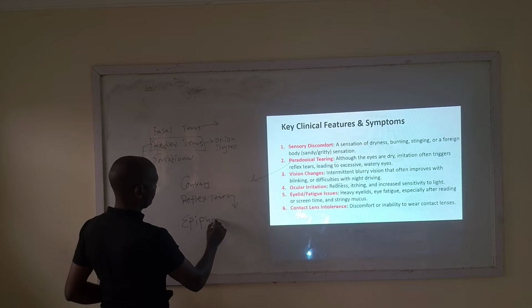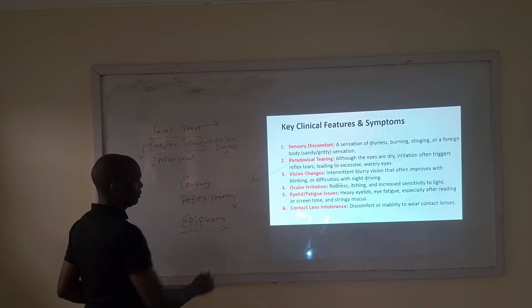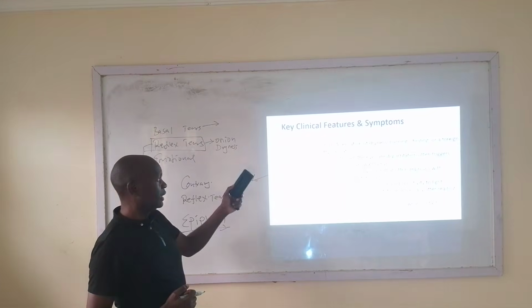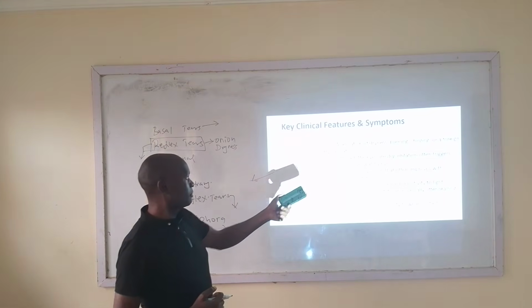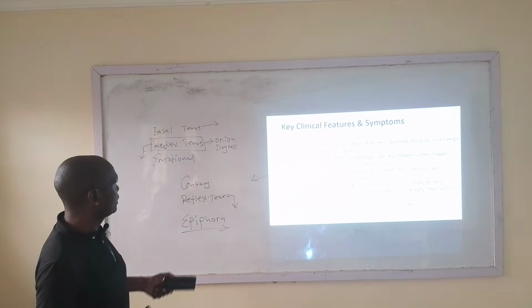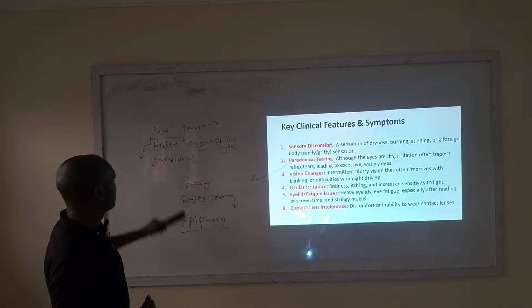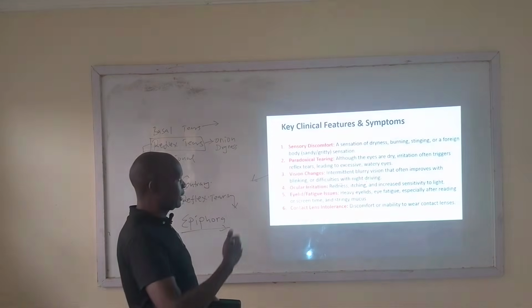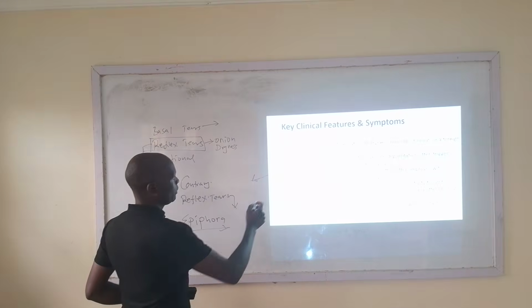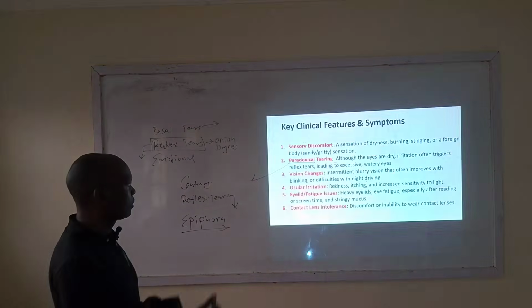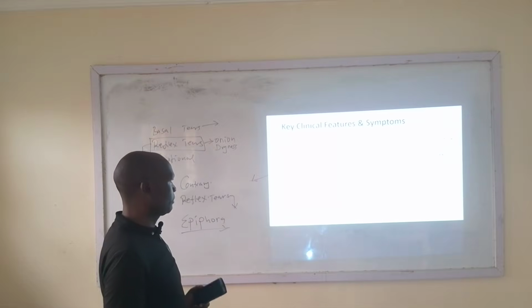Epiphora is just a medical term for excessive tearing. This patient is having dry eye syndrome, but he is producing excessive tears, which is not normal, which is due to a trigger, and the trigger is the dryness of the eye. That is why we are referring to it as paradoxical tearing. It is contrary, it is the opposite of what is supposed to happen.